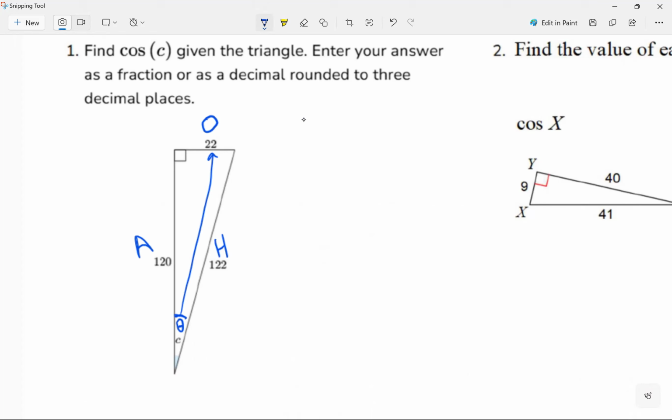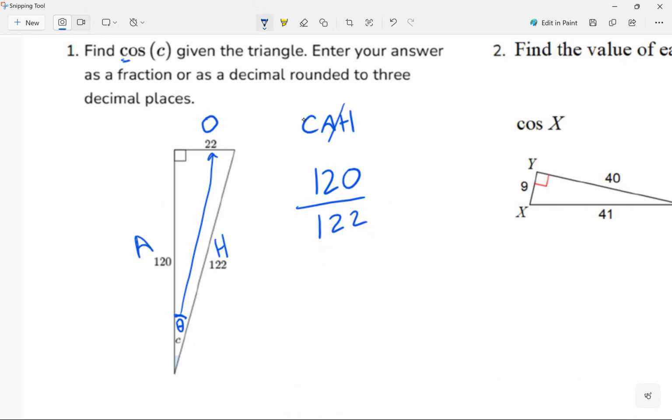Label. I'm going to start with the hypotenuse because it's the biggest side. Knowing where theta is, opposite is the far away one, adjacent is the close one. And I remember from the acronym SOHCAHTOA, because cosine starts with the letter C, I remember CAH from SOHCAHTOA. And I said cosine is adjacent over hypotenuse. So I'm going to write this as 120 over 122. Now, looking at my question, it says enter your answer as a fraction or as a decimal, round it to three decimal places.